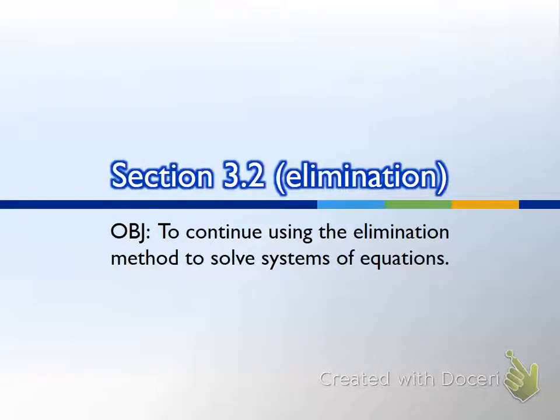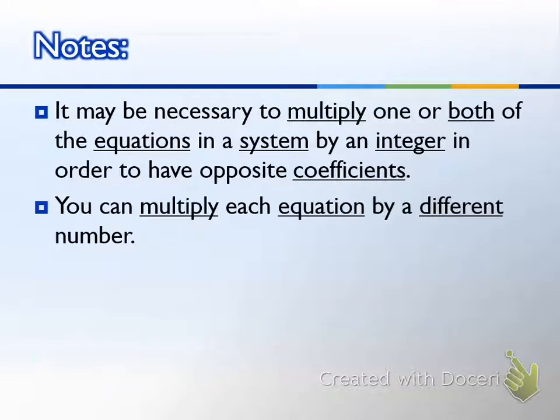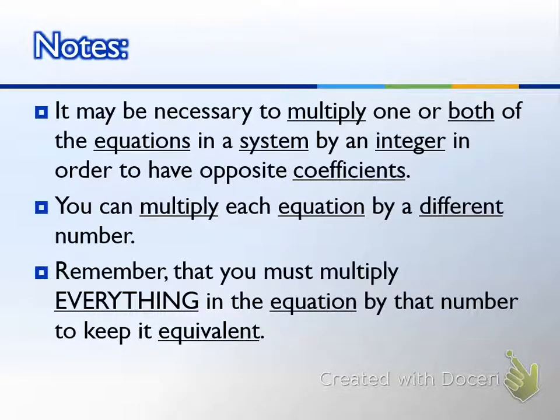Alright, today we are doing day 2 of the elimination method, section 3.2. Our objective is to continue using the elimination method to solve systems of equations. For our notes, it may be necessary to multiply one or both of the equations in a system by an integer in order to have opposite coefficients. You can multiply each equation by a different number. Remember that you must multiply everything in the equation by that number to keep it equivalent.